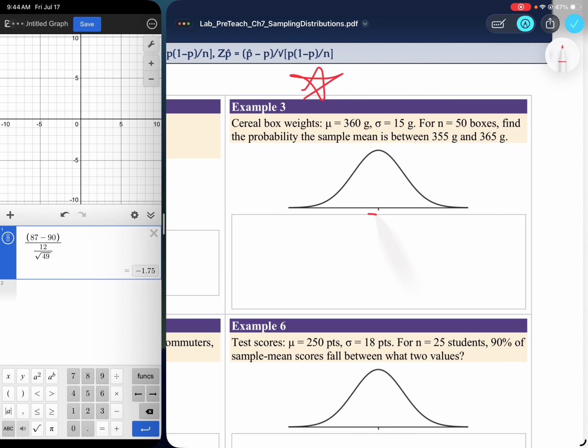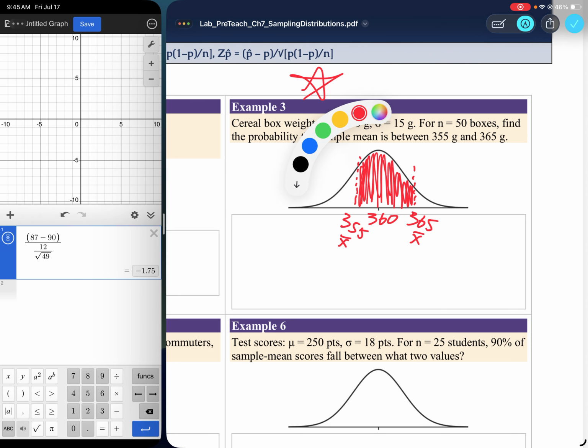Okay? We believe all cereals are going to be a mean of 360. We're going to take a sample of 50 cereals and we want to know the chance that the sample mean, X bar, will be between 355 and 365 for that sample of 50 boxes. So what is the chance that the sample mean will be in between? So we're finding a between probability, which means we need to get the z-score for both of these numbers. Once we get those z-scores, we'll find the left tails, and then we subtract the left tail probabilities in order to find a between probability problem.